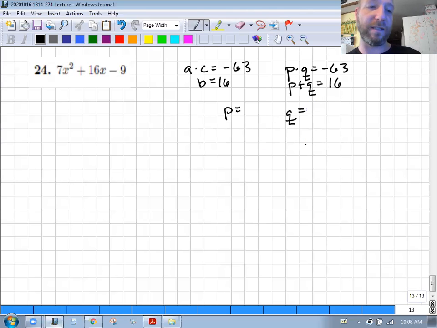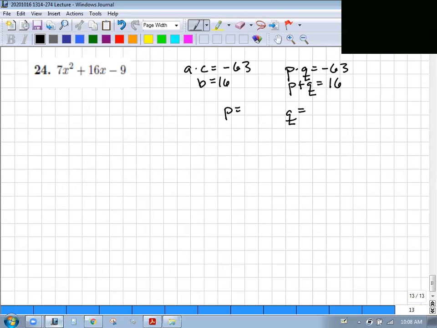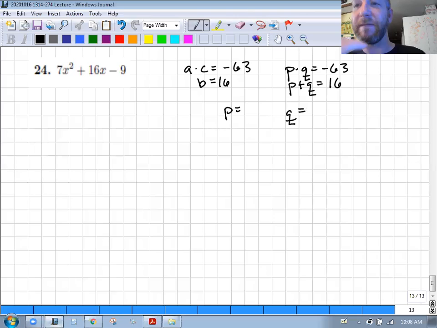What else can we divide 63 by? 63 divided by 3 is 21, right? 21 times 3. But they won't add to give us 16, will they? Wouldn't it be considered not factorable? Yeah, if we can't figure it out, right? But I mean, we can factor it using the quadratic formula. The factors just might be ugly, right?